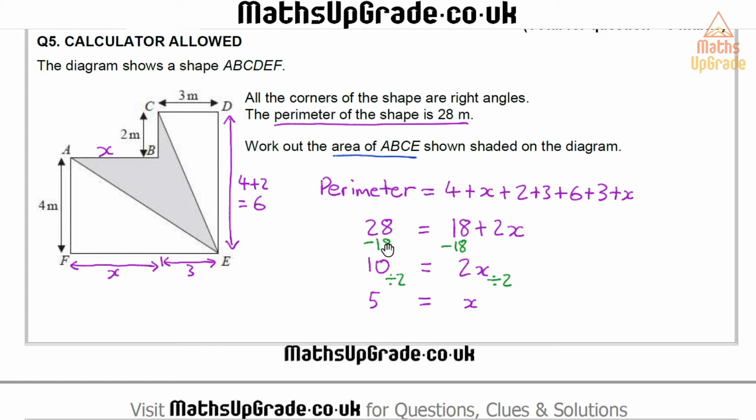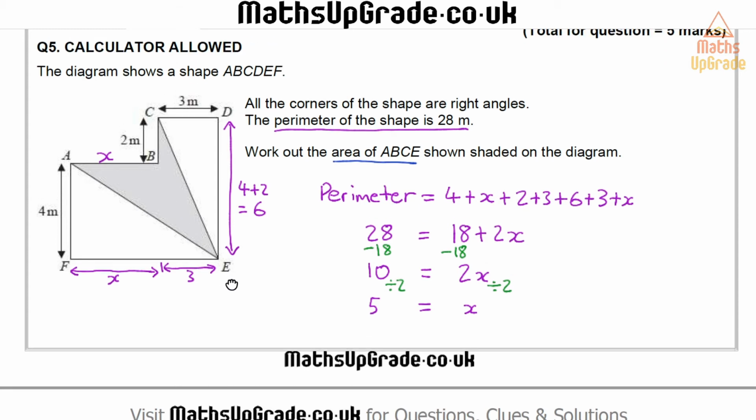Now in this equation, I've only got one unknown, so I've got x here. I need to solve this equation to find the value of that x. So to solve the equation, I'm going to subtract 18 from both sides. That leaves me with 10 equals 2x. Now this x is being multiplied by 2, so using the balancing method, I'm going to divide both sides by 2. That leaves me with 5 equals x. So x equals 5.